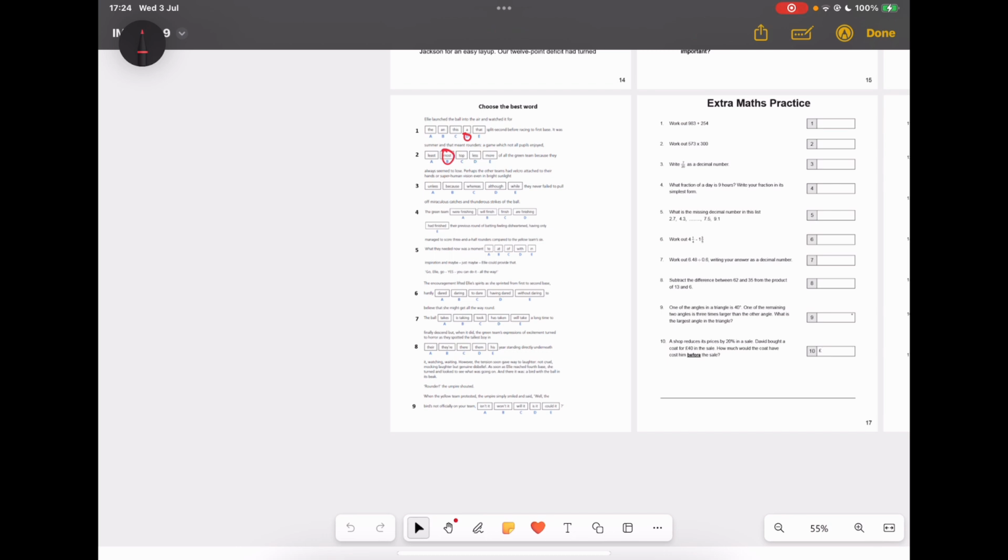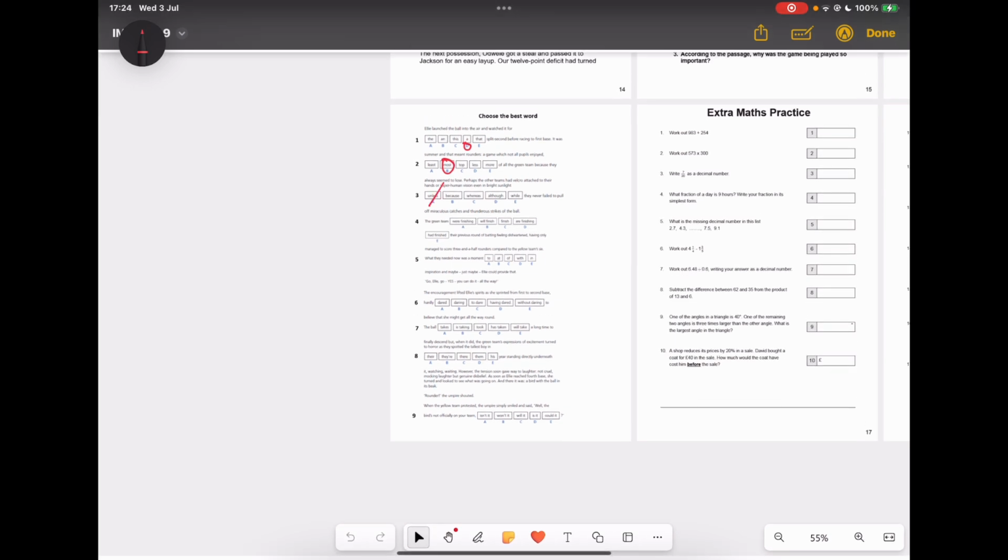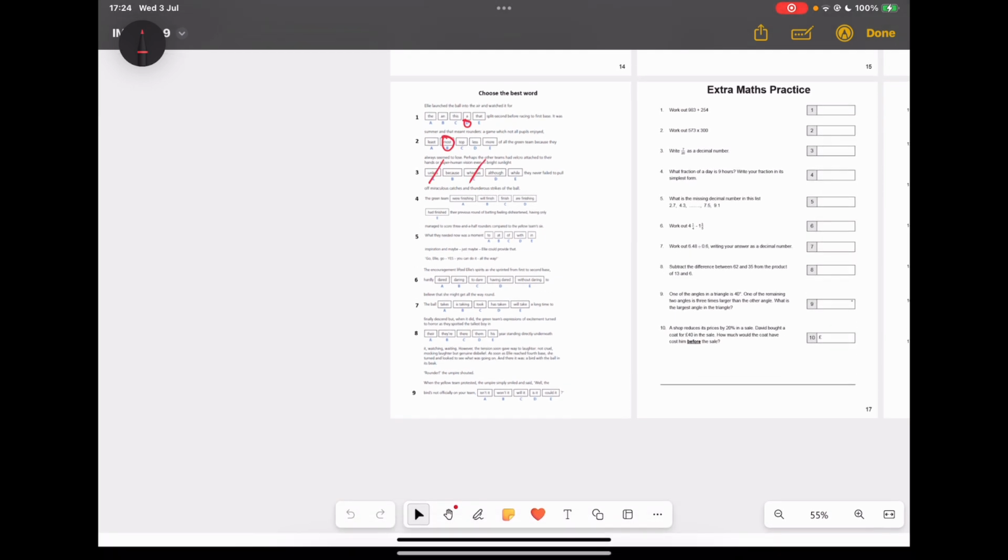So, this one. First we need to look at who it's describing. So, through the context, we know that it's talking about other teams. So, the other teams had Velcro attached to their hands. So it's not going to be unless, not going to be whereas, not although, and not while, so it's going to be B, because they never failed to pull off miraculous catches and thunderous strikes of the ball.